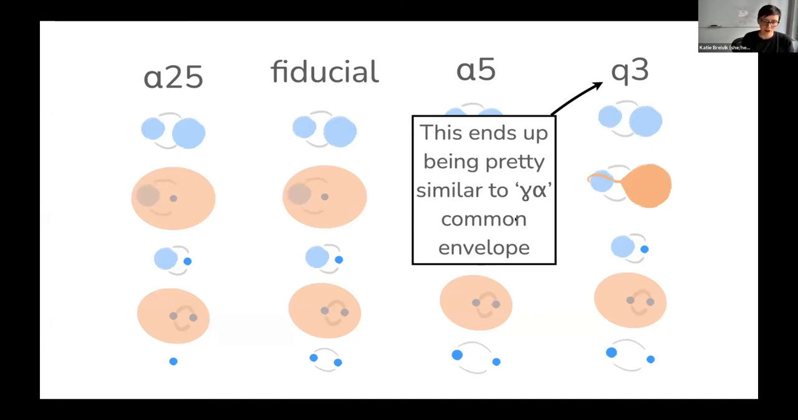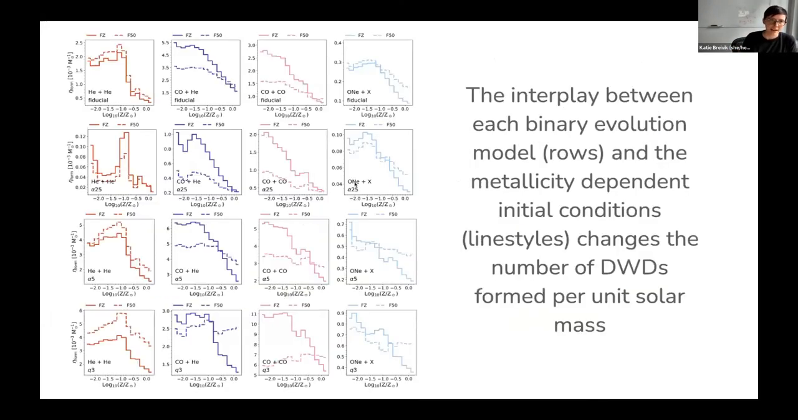So we combine all of these models with our initial orbital period distribution that is metallicity dependent and assign ages and metallicities based on the Latte suite. And then because of that, or looking at that interplay, we can actually count.